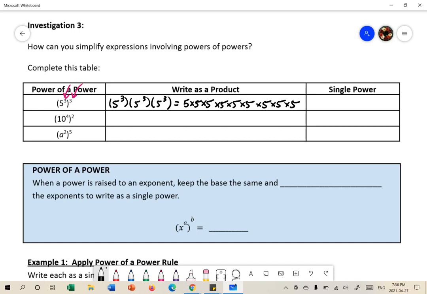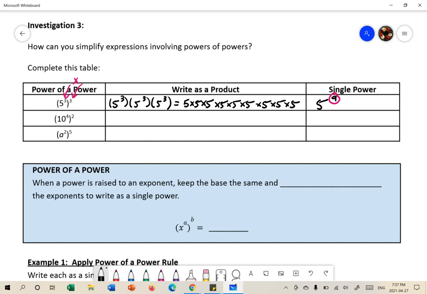As a single power, this is 5 to the power of 9. 1, 2, 3, 4, 5, 6, 7, 8, 9. Going back to my power of a power, 3 times 3 is equal to 9. So when you have a power raised to a power, you're going to multiply the exponents together to simplify it to a single power.